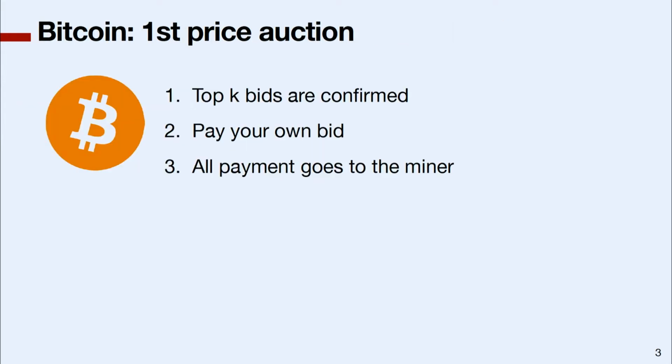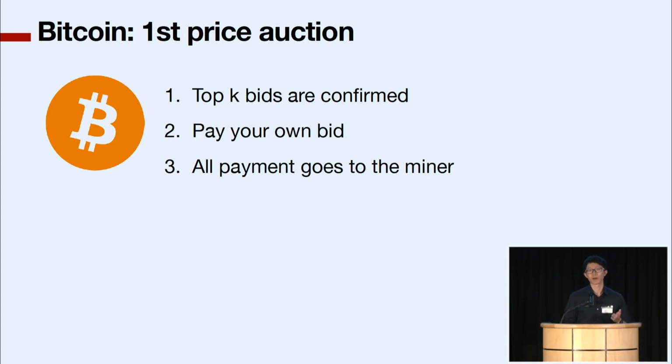Okay, so let's check what the problem is for the current mechanism. Currently, Bitcoin uses the pay-your-bid mechanism. So how does it work? Let's say K is the block size. On Bitcoin, the miner will choose the top K bids in the mempool and put them into the block. All of them are confirmed, and each user just needs to pay what it bids. All the payment goes to the miner. That's it, easy.